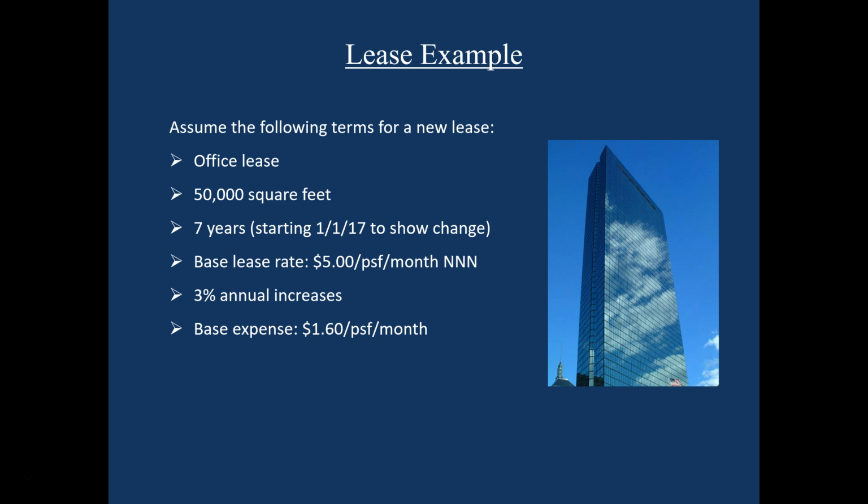The base expense amount is $1.60 per square foot per month. There is a $50 TI allowance from the landlord. And finally, the total construction cost is $100 per square foot. We're going to look at this lease as if it were both an operating lease and a finance lease. In the real world, your lease would be one or the other, but I need to compare the two in order to show you some of the differences.